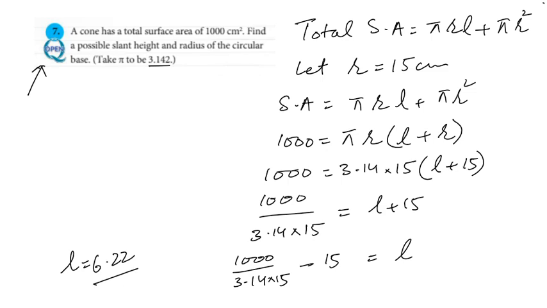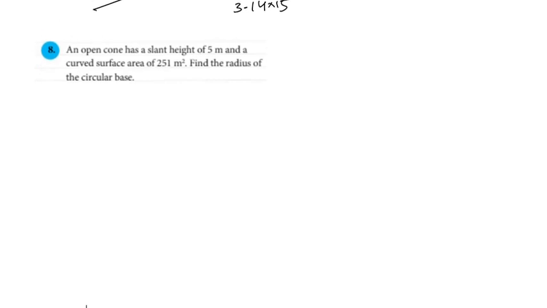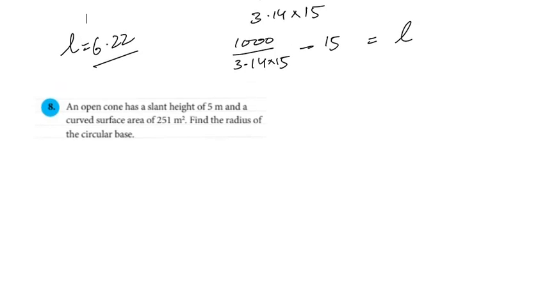So it was up to you. You could take the value of R to be equal to 15 or 20 or any other value. Even you could take it 10. So moving to the next question, question number 8. An open cone has a slant height of 5 meters and a curved surface area of 251 meter squares. Find the radius of the cone.